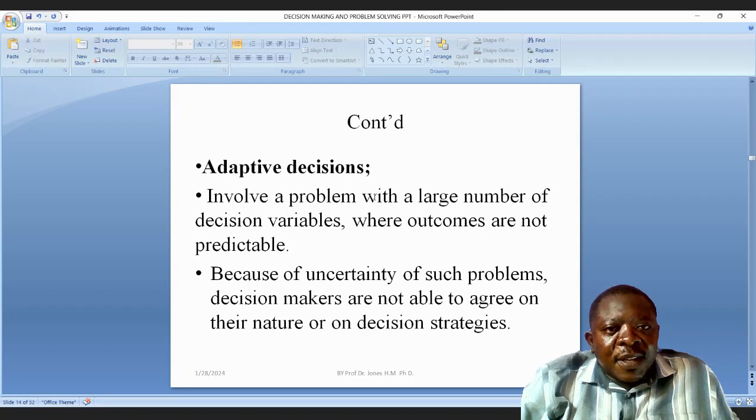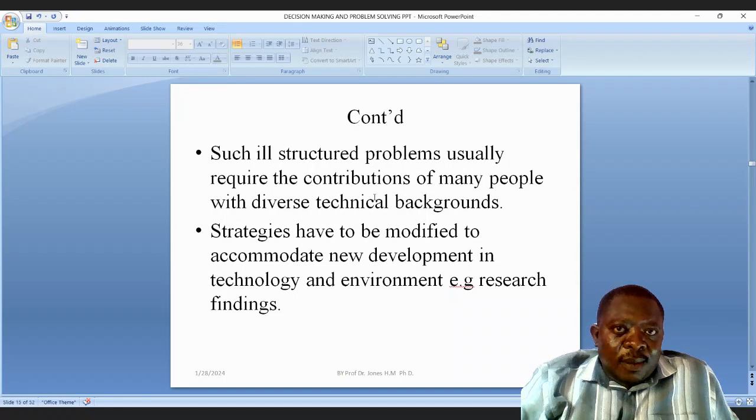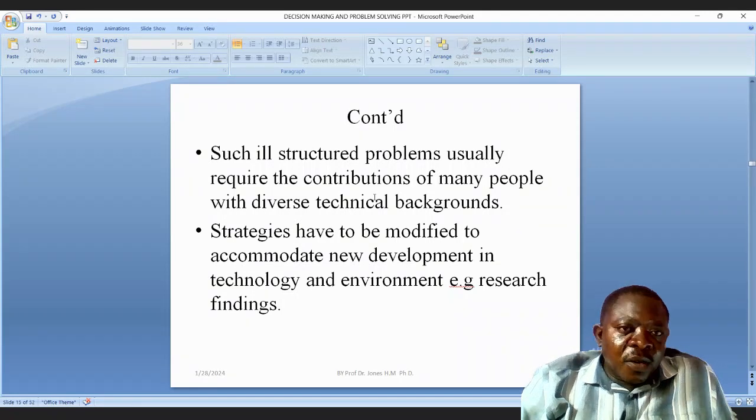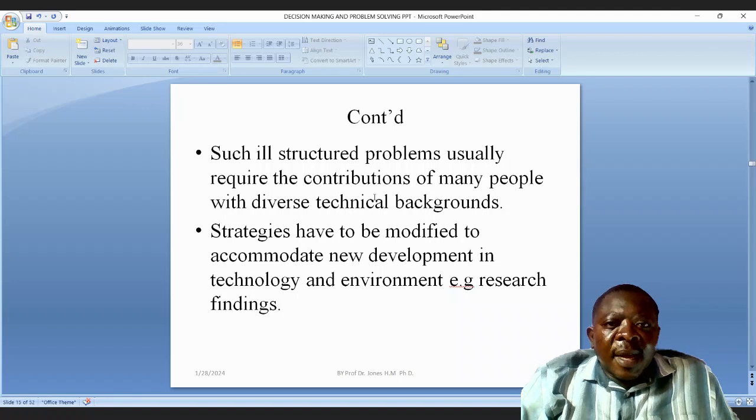Then there's the adaptive decisions. It involves a problem with a large number of decision variables where outcomes are not predictable. Because of the uncertainty of such problems, decision makers are not able to agree on their nature or the decision strategies. Such ill-structured problems usually require the contribution of many people with diverse technical backgrounds. Strategies have to be modified to accommodate new developments in technology and environment.